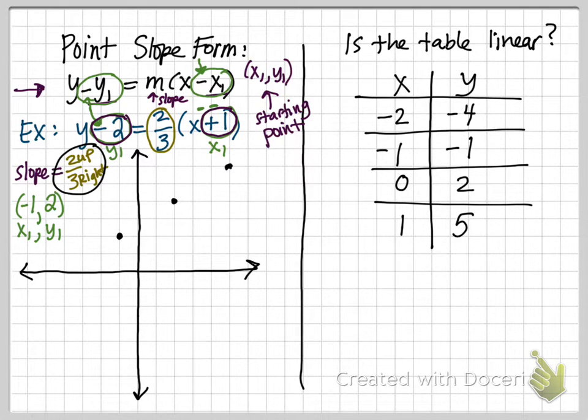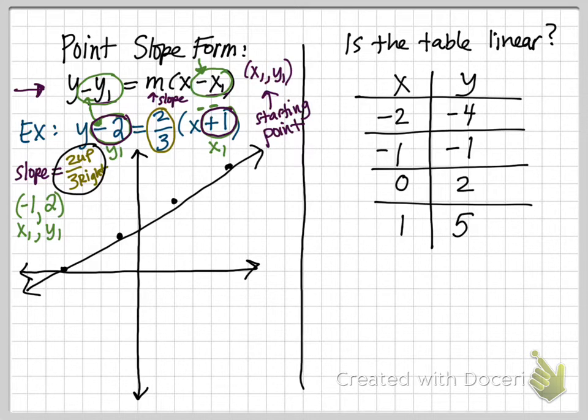Once I run out of room, I'm going to go back to my beginning point right here. And instead of up and to the right, I'm going to switch these to the opposite, which would be down and to the left. So I would go down 2 to the left 3. And then here's my line.